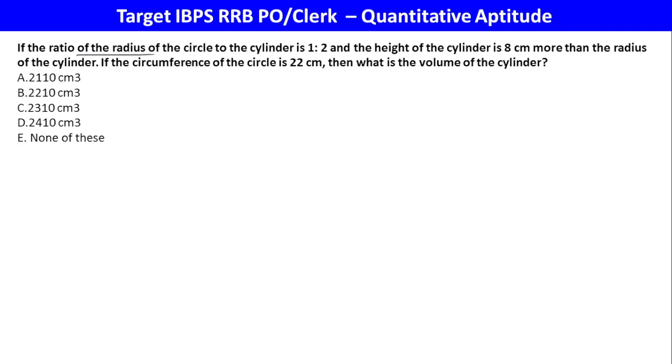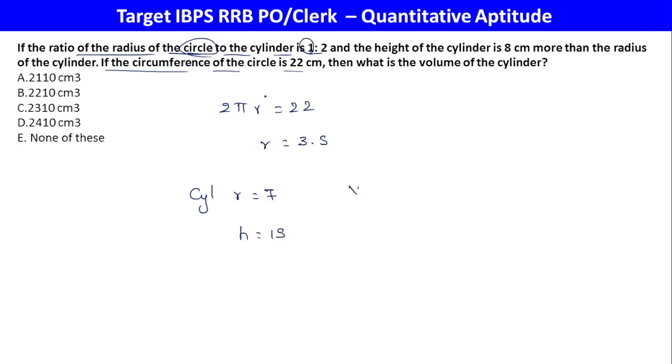If the ratio of the radius of a circle to a cylinder is given, then the height of the cylinder is 8 more than the radius. The circumference of the circle is 2πr equals 22, so the radius of the circle is 3.5. Cylinder radius is 7. Height is 8 more than the radius of the cylinder, 15.